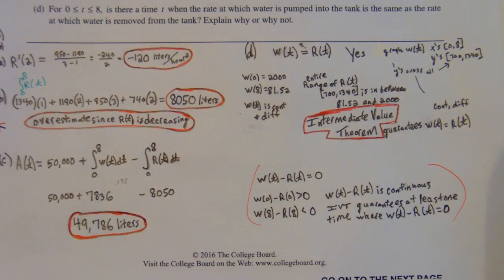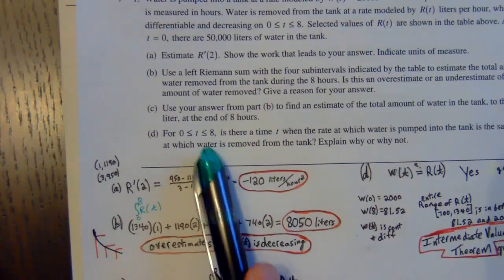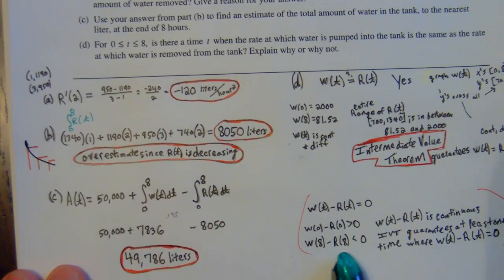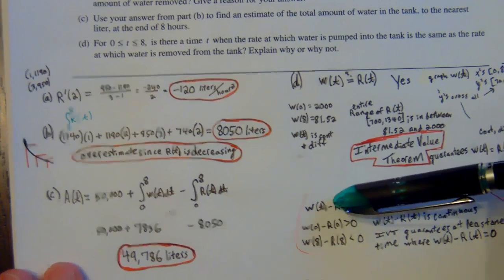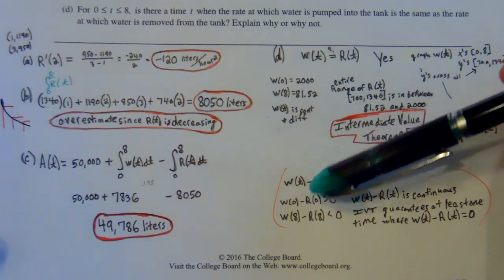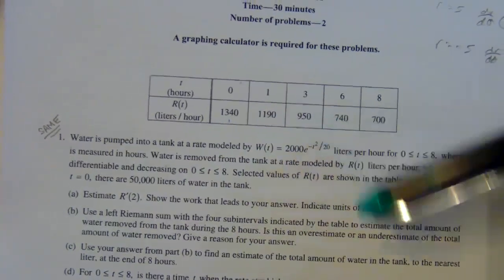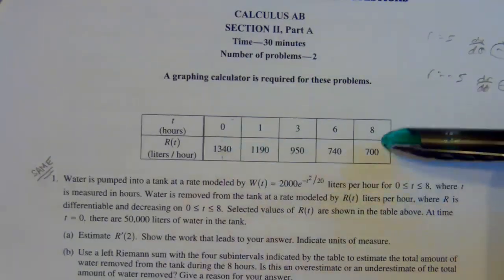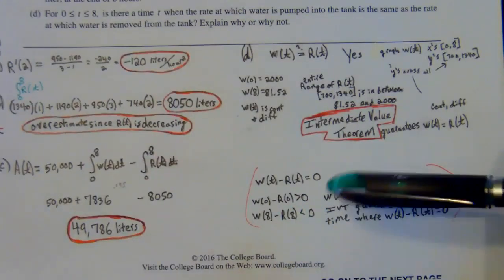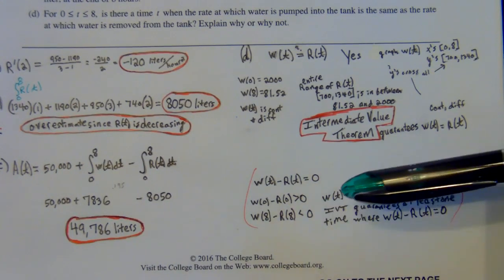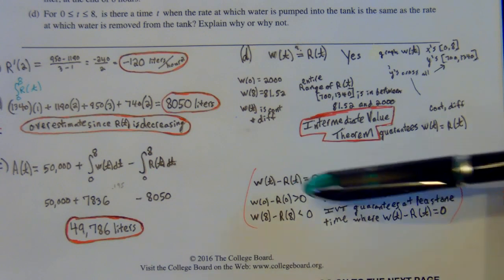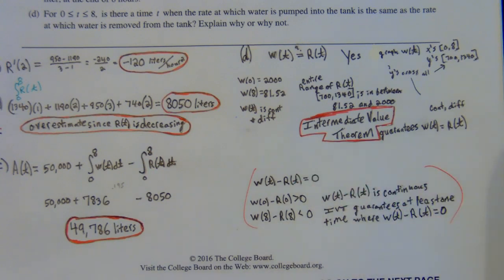So all I did was take the endpoints, the 0 and the 8, and I did W of 0 minus R of 0 and W of 8 minus R of 8. I'm just plugging 0 and 8 in for the t's into this function right here. The W of 0 and W of 8, I had to plug into this function, and the R of 0 and R of 8 were the 1340 and the 700. And here, I got a positive answer and then a negative answer. If you have a positive answer and a negative answer, and all of it is continuous, you have to cross the x-axis, because to get from a positive answer to a negative answer, you're going from above to below the x-axis. So the intermediate value theorem guarantees that there's a 0 there.